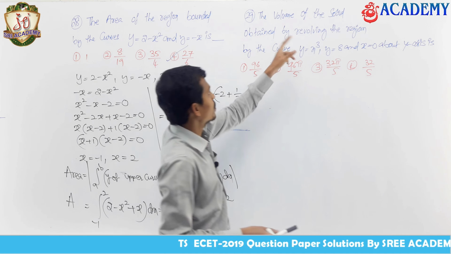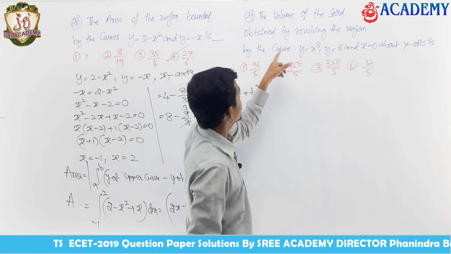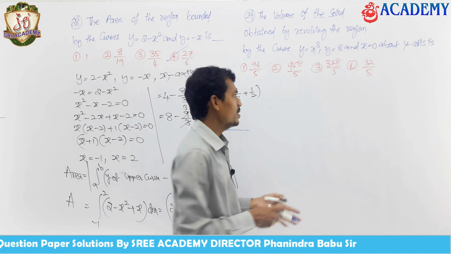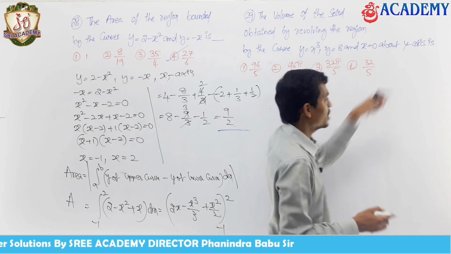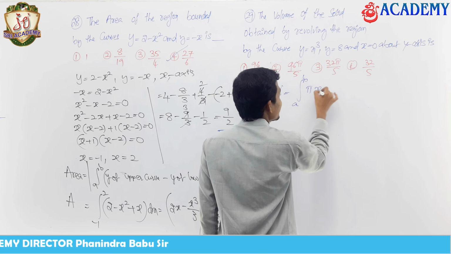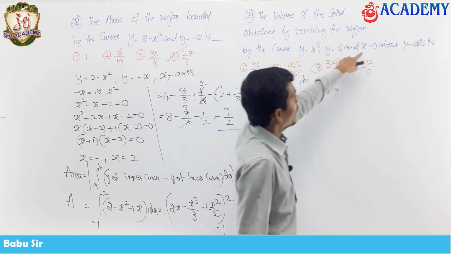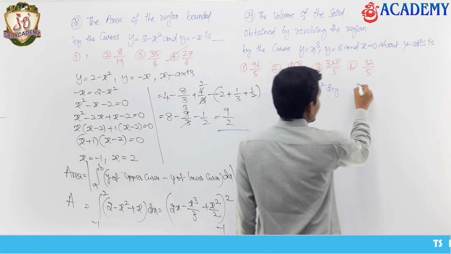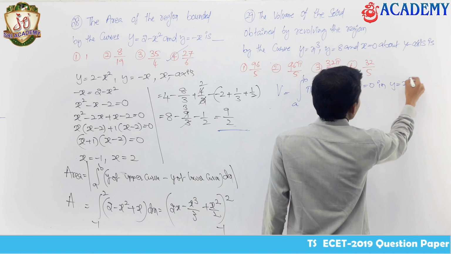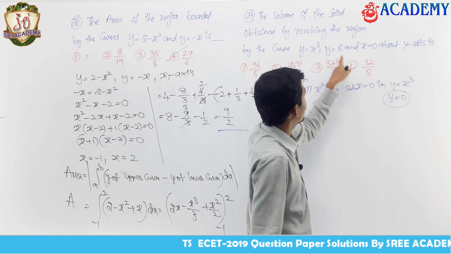See, coming to this problem, the volume of the solid obtained by revolution of the region by the curve. Revolving means indirectly you are going to get volume. The volume formula about the y-axis is the integral from a to b of pi x square dy. He has given one curve, and y equal to 8 and x equal to 0. If we substitute x equal to 0 in y equal to x cube, you will get y equal to 0. Now one coordinate is 0, one coordinate is 8.